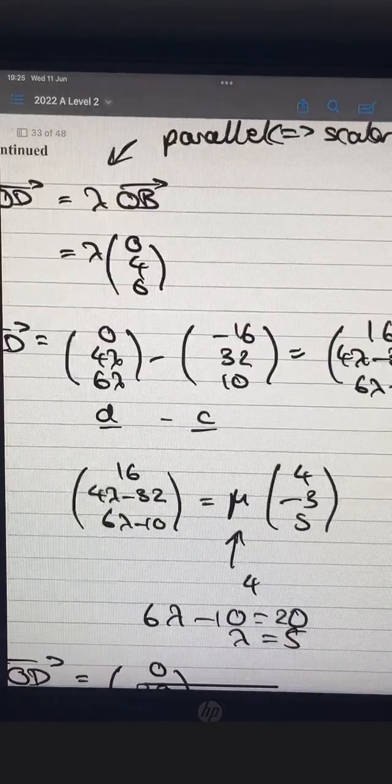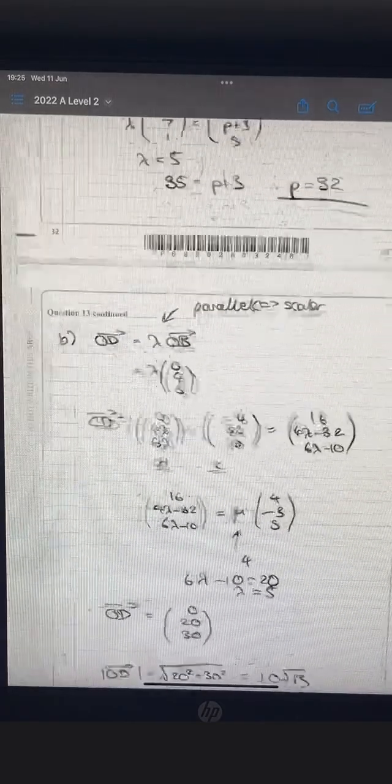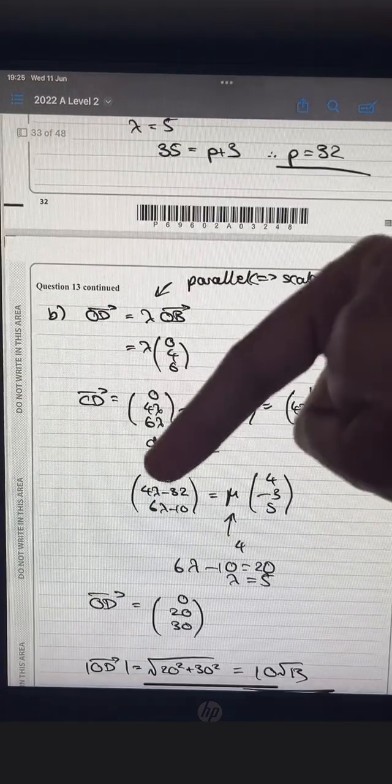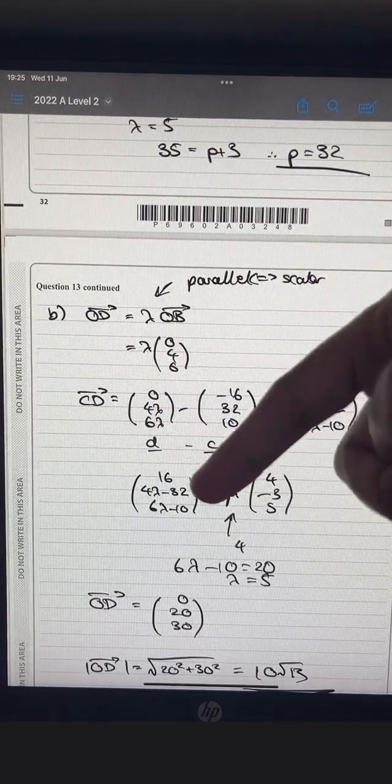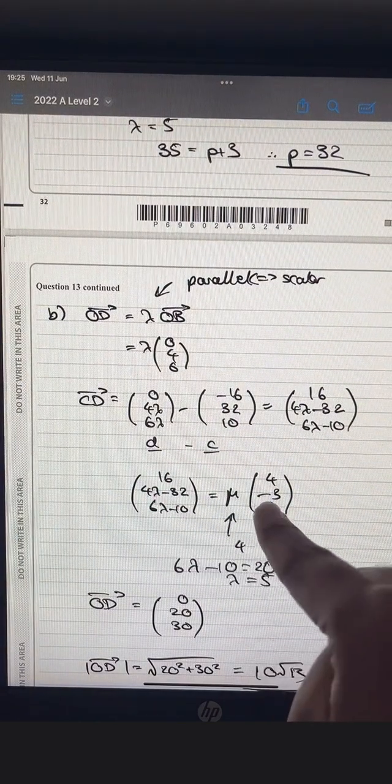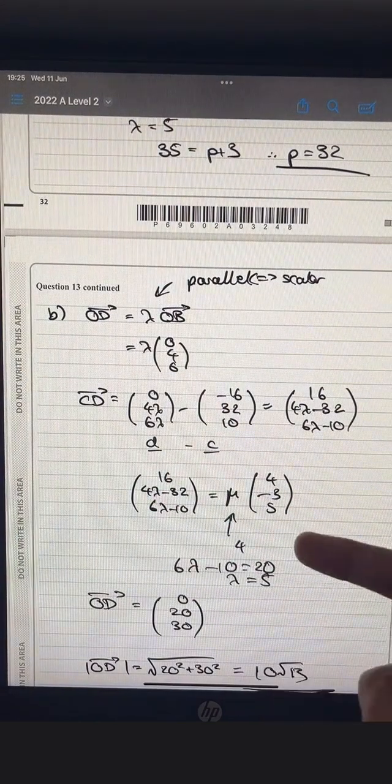The mu is just a scalar value again, right? Like lambda is a scalar, it's telling me by how much I multiply it. So is mu. Again, I don't need to include the mu. I could just compare them and see, okay, 16 is 4 times 4, and that means that this is equal to 4 lots of this, and then I just solve the equation like that to find lambda. Cool, now I found lambda.